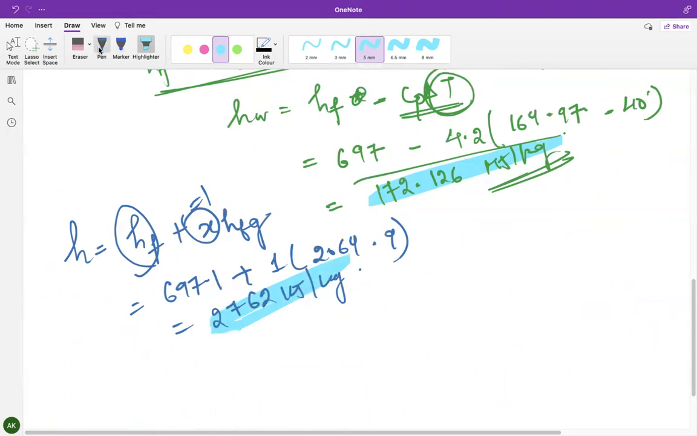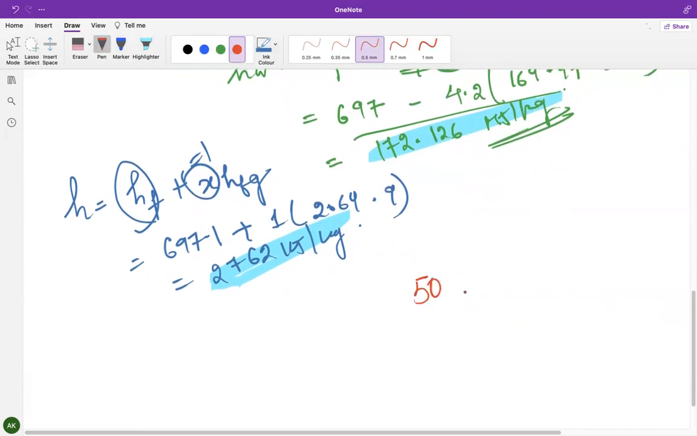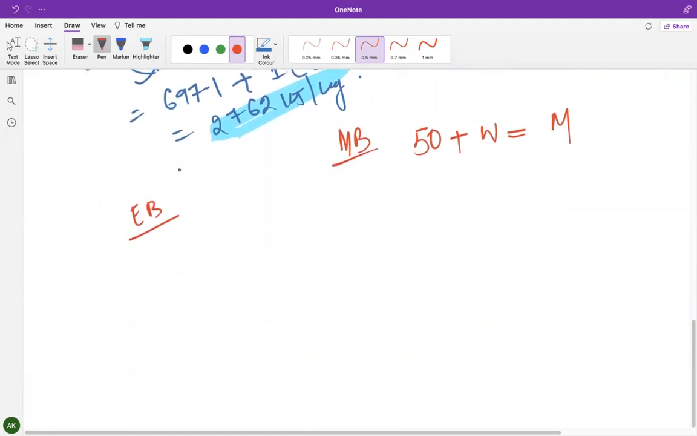So now applying your material balance equations. For the material balance, it is 50 of the vapors plus water, giving us a mixture. This is your material balance. Then if we apply your energy balance equation here, it is 50, the flow rate of steam, plus W, which is the flow rate of water, into the enthalpy of water: 50 into enthalpy of steam, flow rate of water into enthalpy of water, equals the flow rate of the mixture into the enthalpy of your mixture, right?